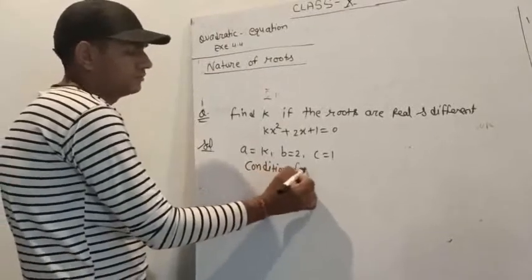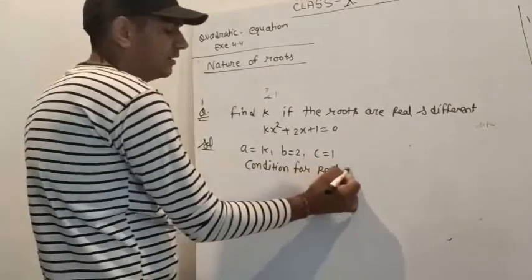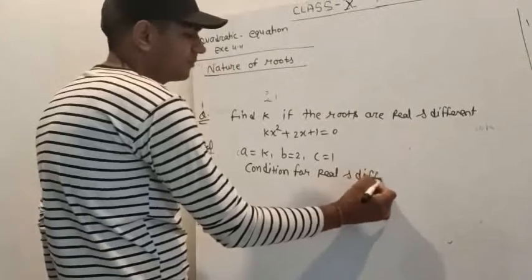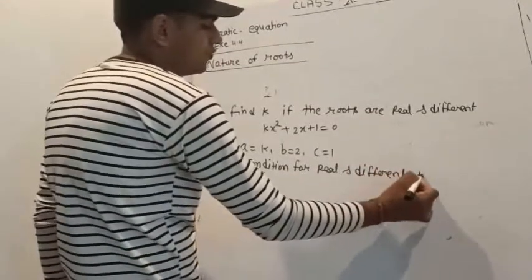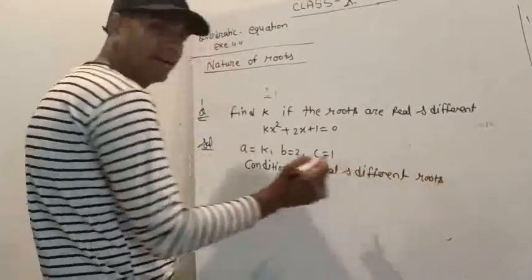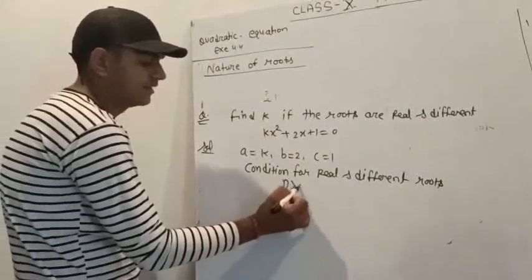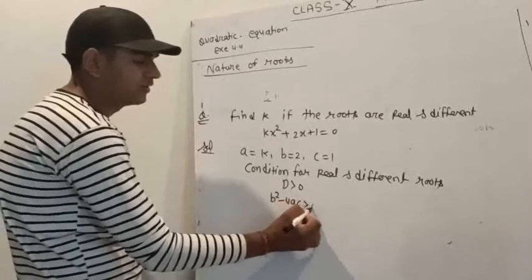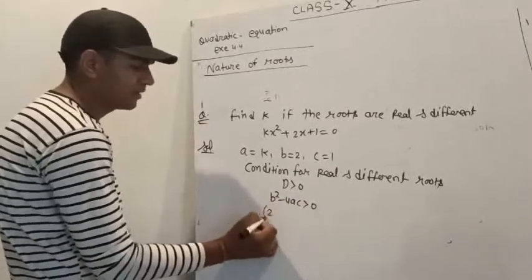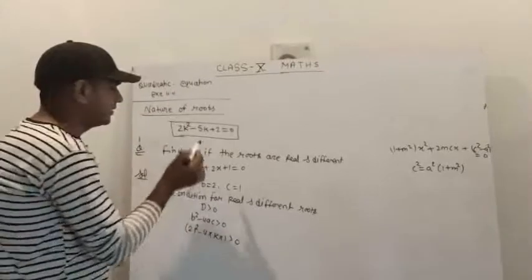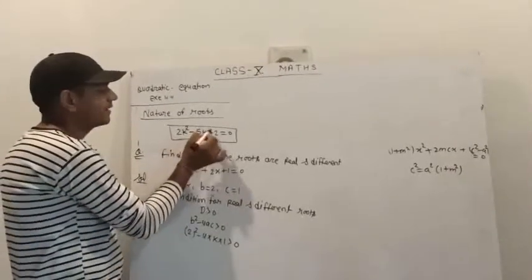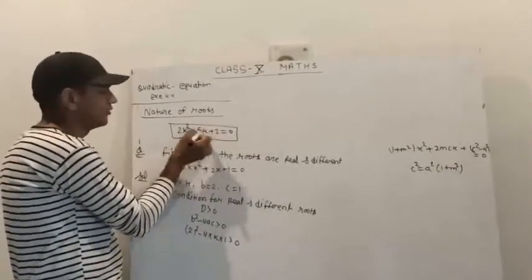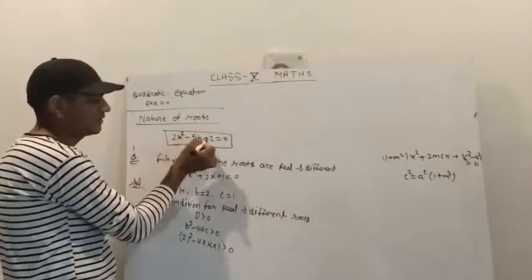Now, condition for real and different roots. So what is the condition for real and different roots? D is greater than 0. b square minus 4ac greater than 0. b value is 2 square. Now in the previous equation में यहाँ पे क्या था? बाई डिफॉल्ट नेगेटिव हो गया था, बट ये पॉजिटिव होगा. इक्वेशन बनेगी 2x स्क्वायर minus 5k plus 2 equals to 0.